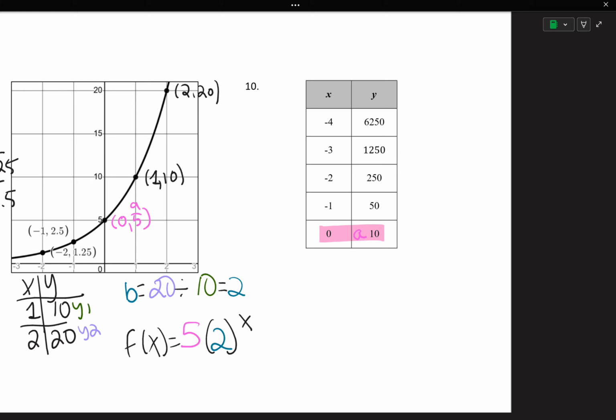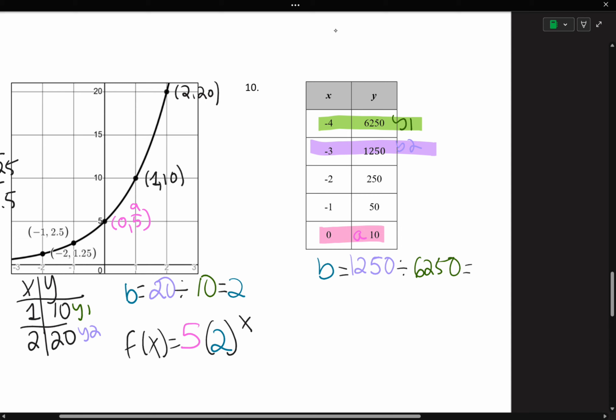Next, let's identify two y's. Let's just do the top two: y1, y2. b equals 1,250 divided by 6,250. If you put that into your calculator, you would get 1/5.